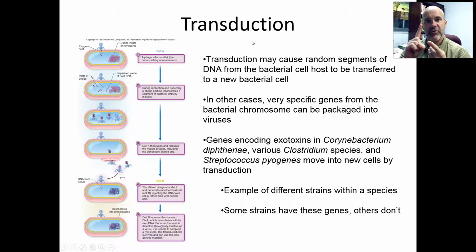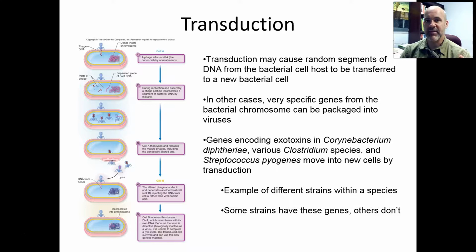So we've talked about transformation. That's where a bacterial cell on rare occasion takes up a piece of naked DNA in its environment and acquires new traits. We talked about conjugation. Some bacteria can send out a sex pilus and transfer some DNA over to a recipient cell. And third, we've talked a little bit about transduction, where bacteriophages can mistakenly transfer a piece of DNA from one bacterial host cell into a new one.